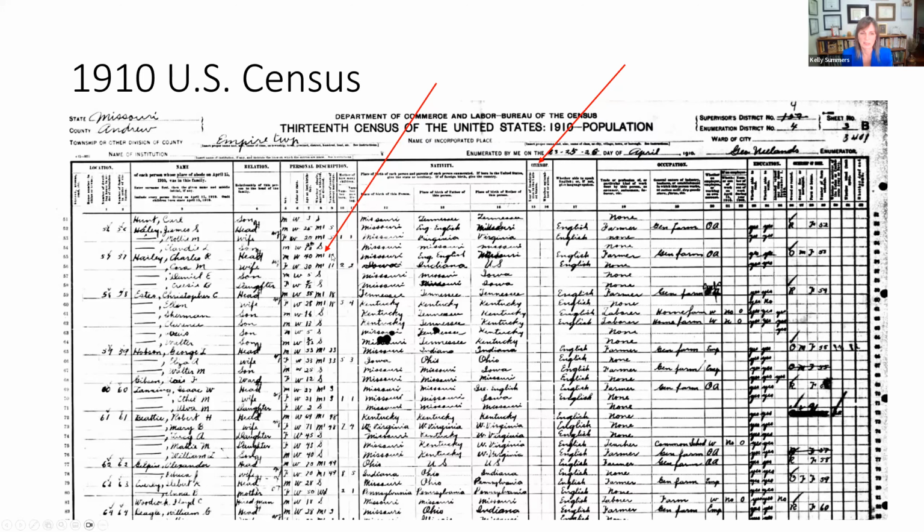He's been married 11 years. Cora M is his wife. She's 30. M1, her first marriage. They've been married 11 years. She has given birth to 2 children and 2 are still living. She was born in Iowa, her father in Indiana, and her mother in the US. And they speak English. So that is what the 1910 looks like.